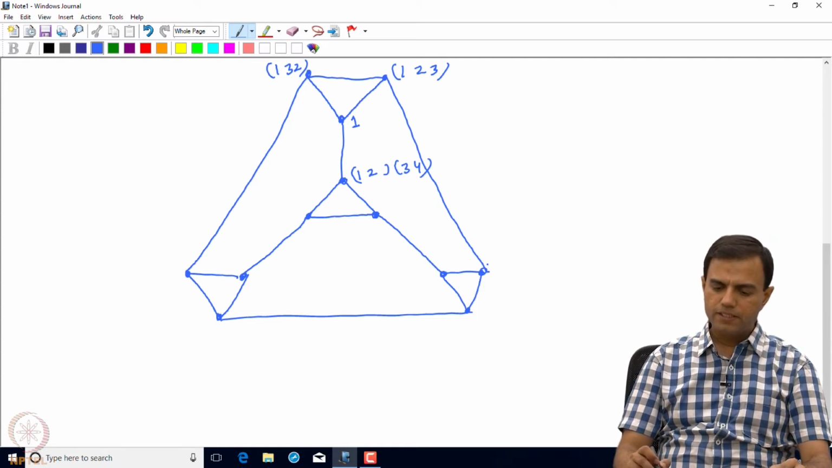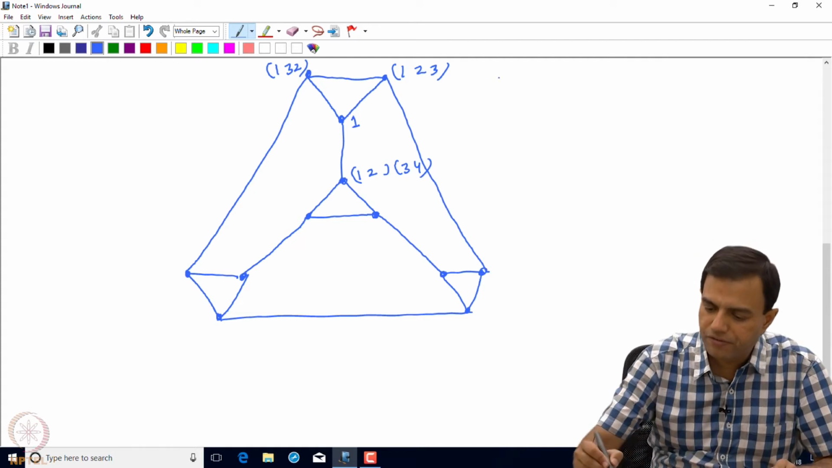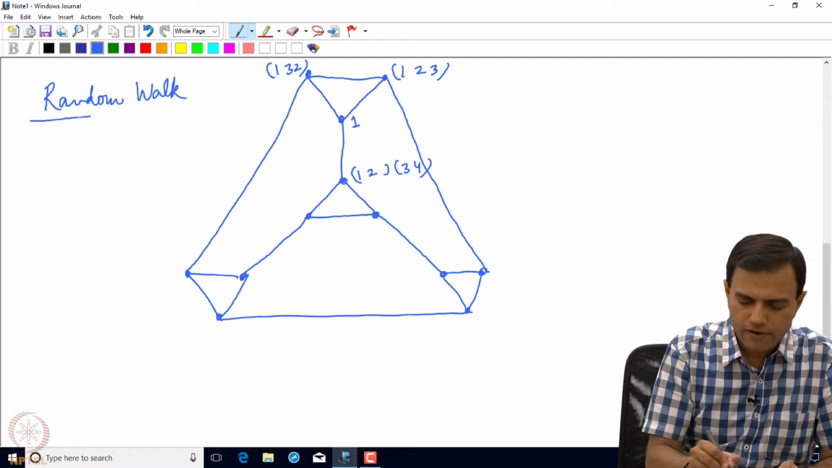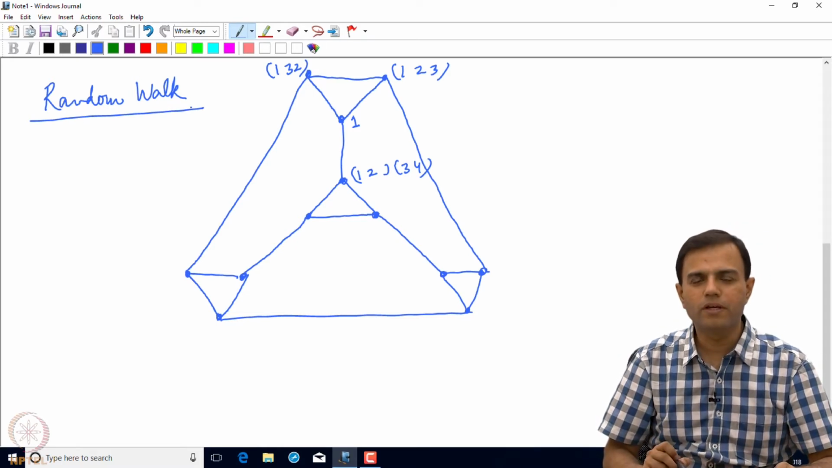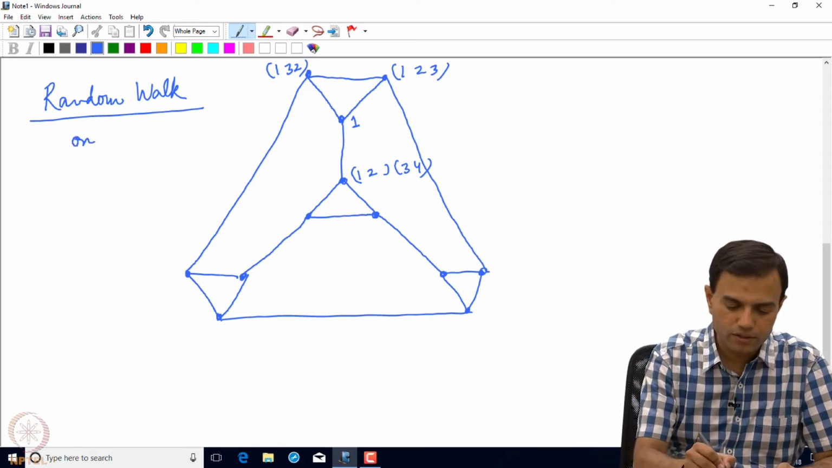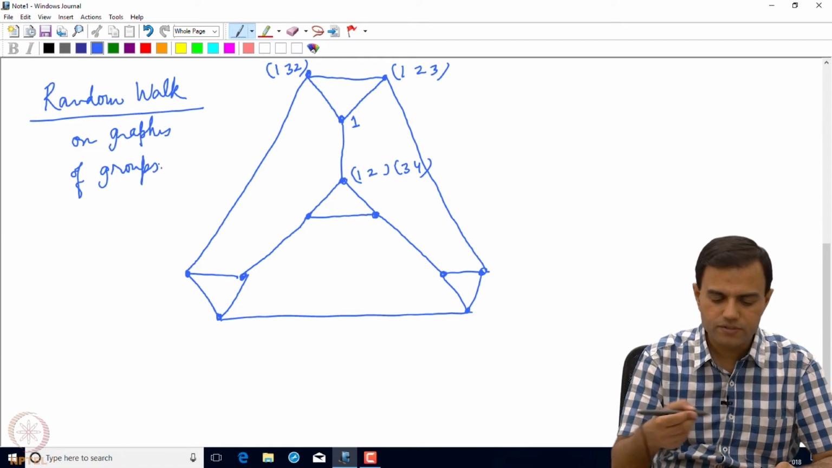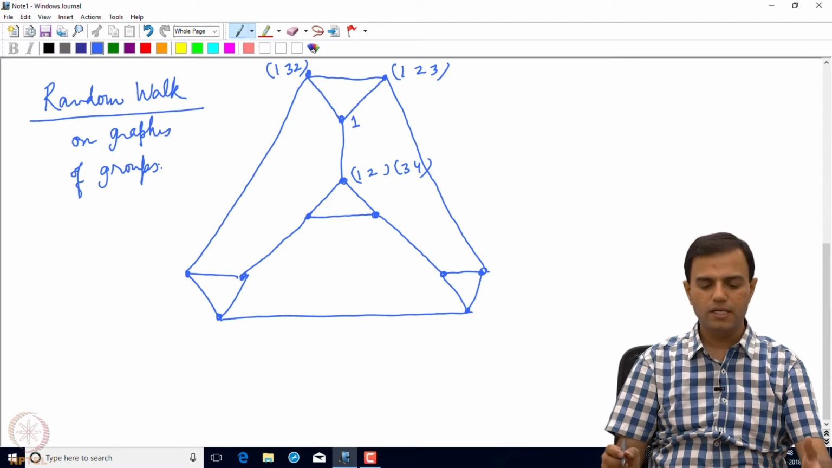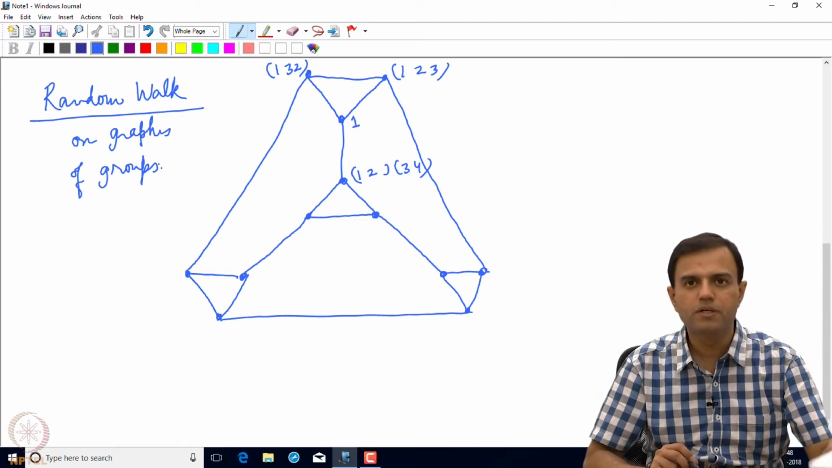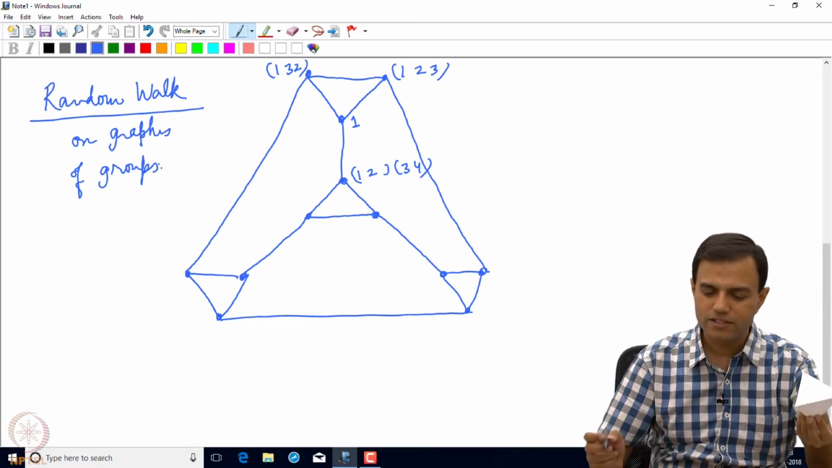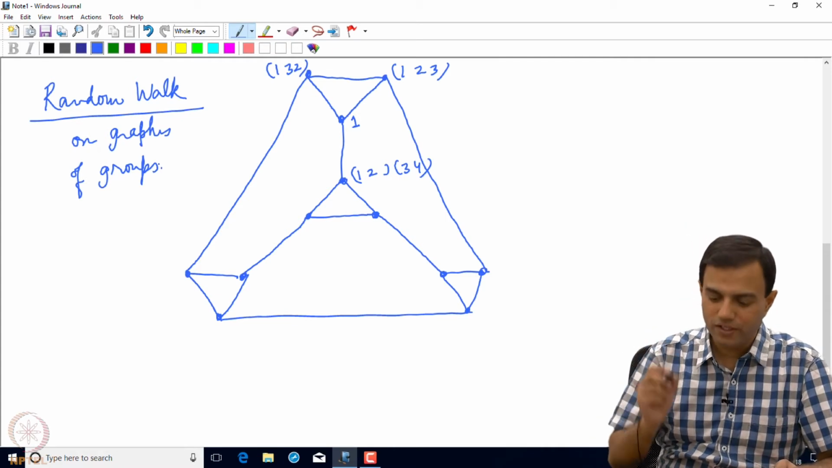So, here in this graph, let me talk of random walk. What I am talking about is random walk on graphs of groups, those Cayley graphs which come out as graphs of groups, and the groups come out of automorphisms of certain objects. So that is quite interesting. To start with, what is there?